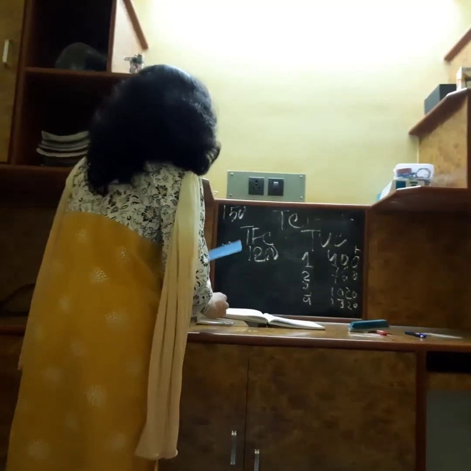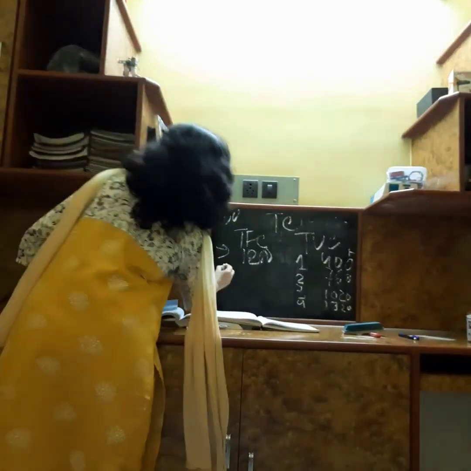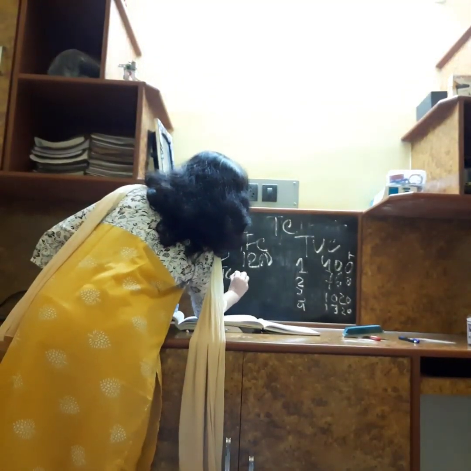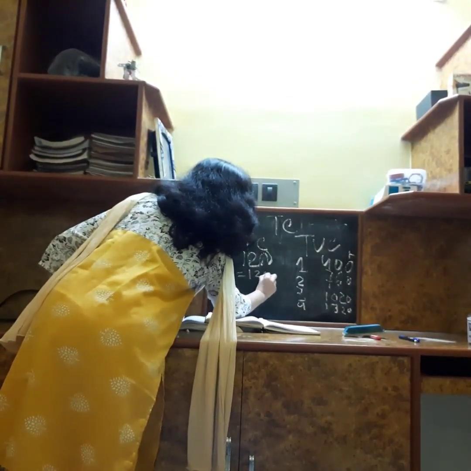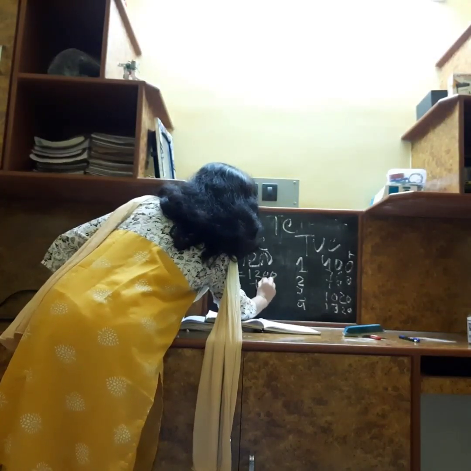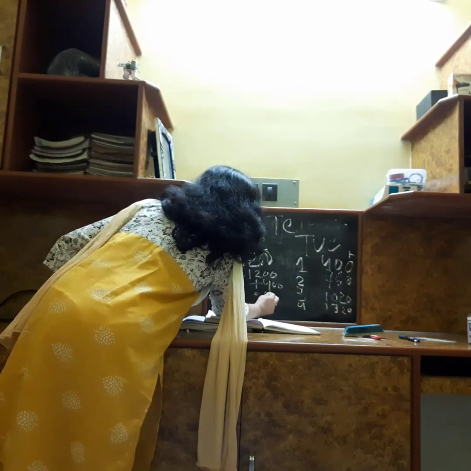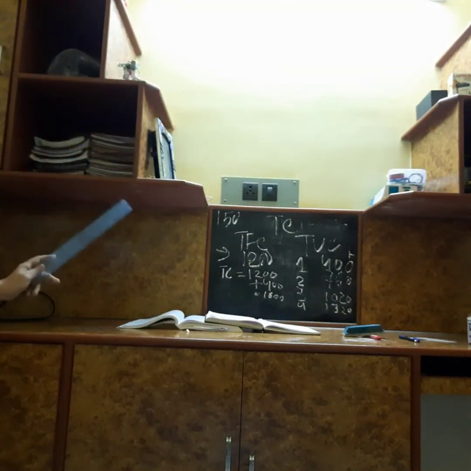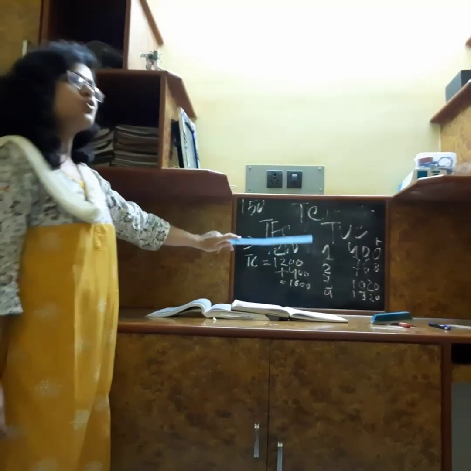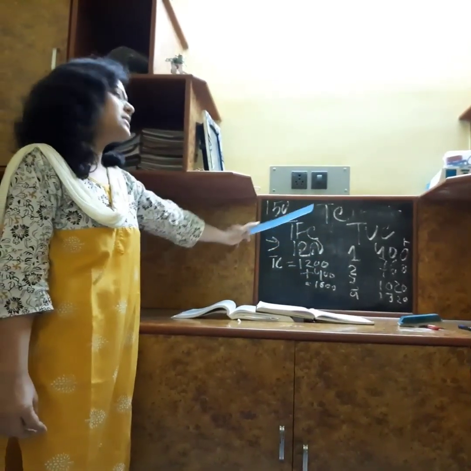Now, if I sum up, then what will I get? If I calculate TC, what is TC for 1 unit of output? It is 1200 plus 400, 1600.